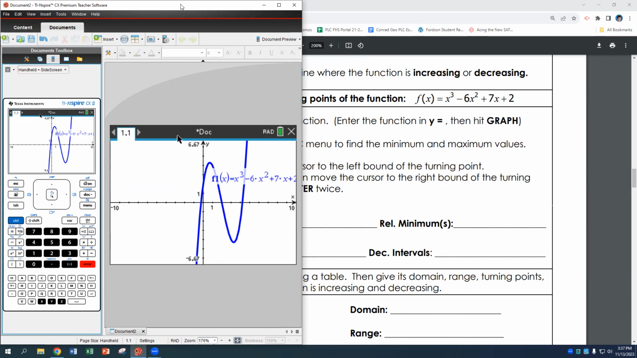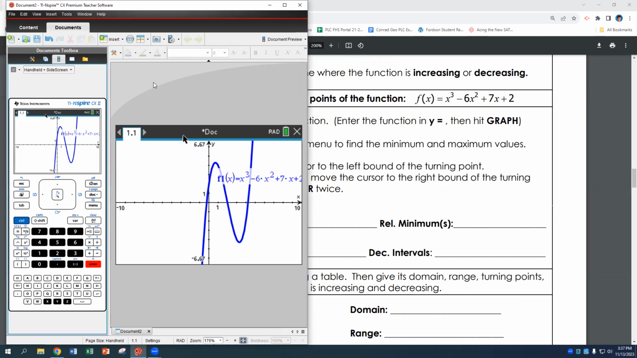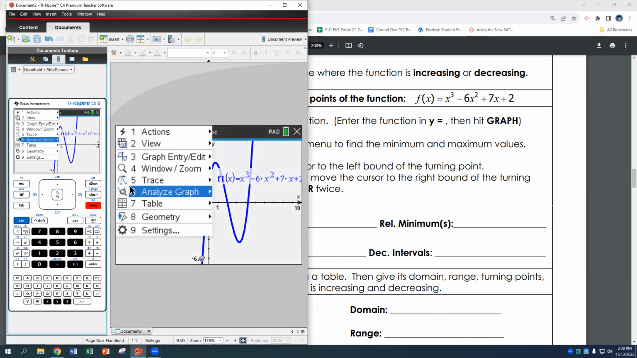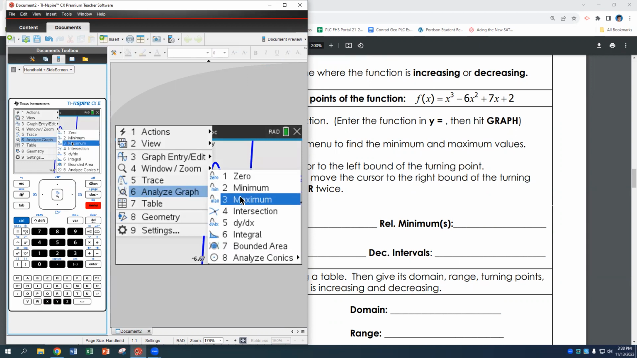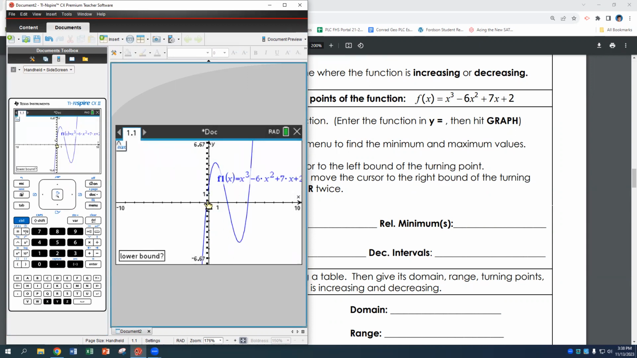Okay, if I want to find my relative minimums and maximums, what I'm going to do is go to menu, analyze graph, maximum. And I'm going to click to the left, click to the right. There's my maximum, 0.79.